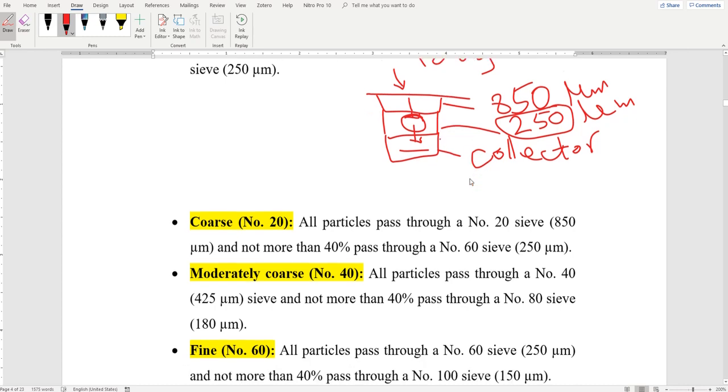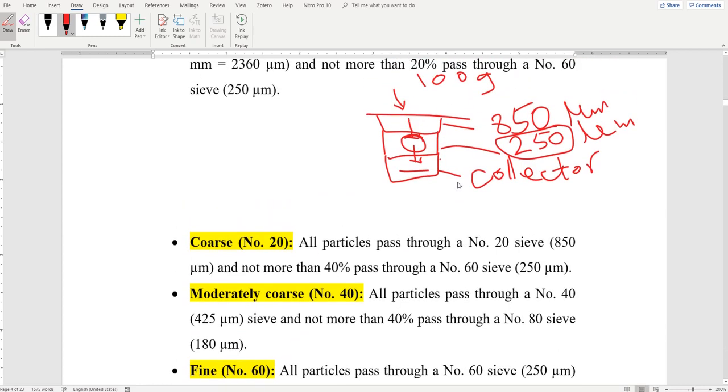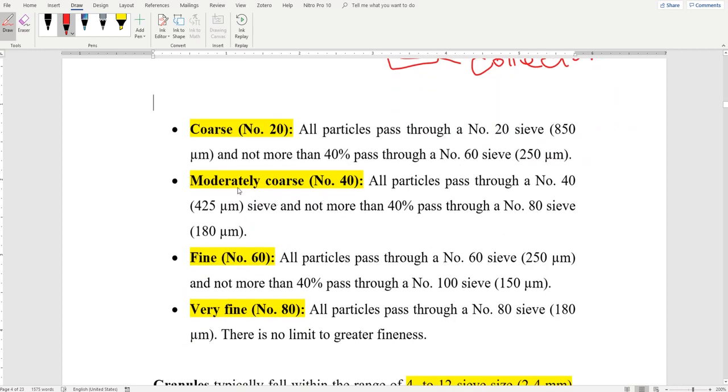As long as the maximum that can pass through the 250 micrometer sieve is 40% or 40 gram in our example. So in this case, how do you describe the powder? Is it very coarse? What is it? It's coarse. We say that this powder can be described as coarse powders.